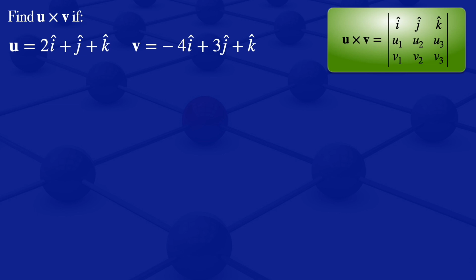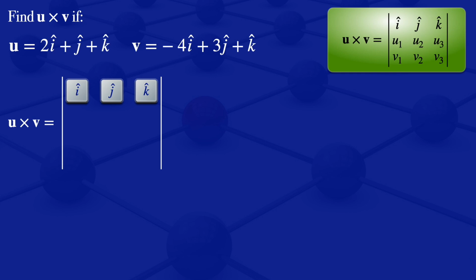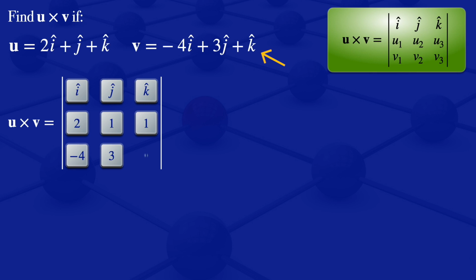So what I can write there is u cross v, and we'll be taking the determinant. In the first row, we put our unit vectors i, j, and k. In the second row, we put the elements of the first vector u. So the elements of the first vector u are these ones: 2, 1, 1. On the third row, we put the elements of the second vector, v. So the elements there are -4, 3, 1.